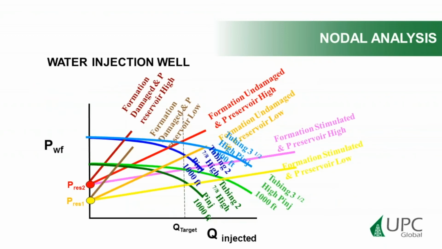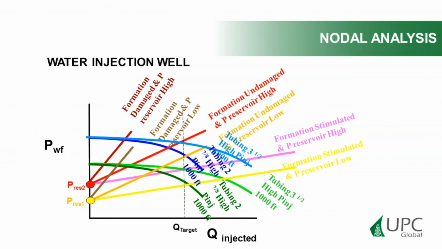We can use nodal analysis to see different scenarios, to see if we can reach our target. Suppose that we need to inject this target in an injection well, 10,000 barrels of water, whatever. Every intersection point below, having a lower rate than the target, does not satisfy our requirements. So we are going to pay attention to the intersection points having higher rates than the target, and then we can see if we can reach that target.